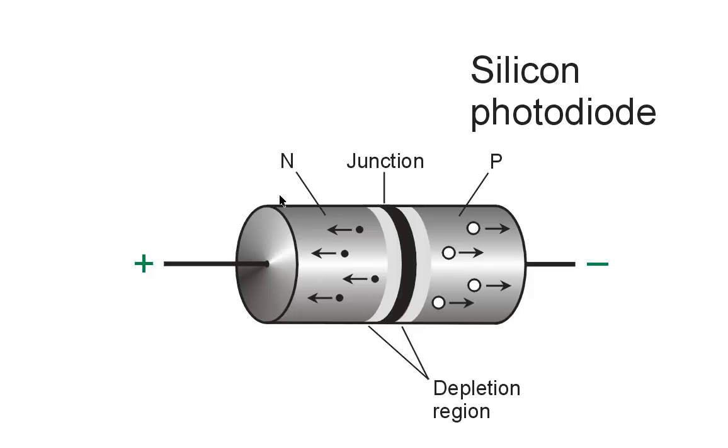Well, with an ordinary diode, of course, it's opaque. You shine a light on it and nothing happens. But in the case of a silicon photodiode, if we shine radiant energy on this thing, visible light, ultraviolet, or infrared particularly, even X-rays will do it, strikes this junction, and that causes something very interesting to happen. It causes this depletion region to vanish.